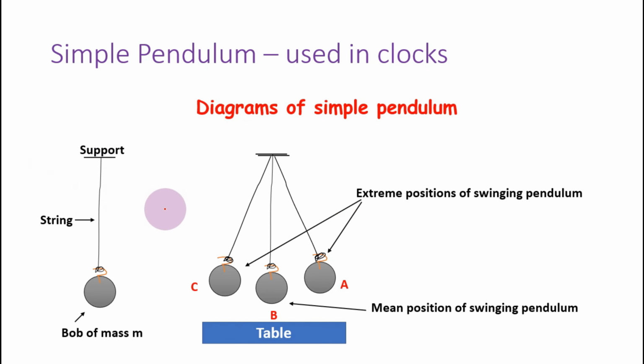Now this is the diagram of simple pendulum. Here is the support from which a string is hanging, and with the string there is a bob of mass m attached. It is just a body of mass m attached to it. Rest assured, this string should not be extendable. That is, during an experiment we are going to keep the length constant. When the pendulum is oscillating, it oscillates like this. It oscillates to and fro, here and there.